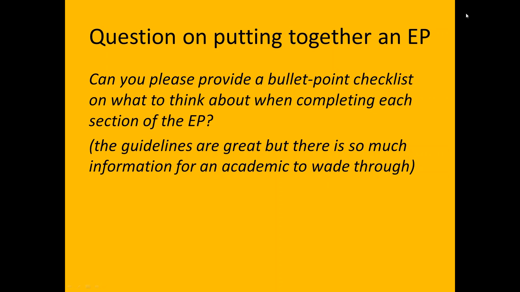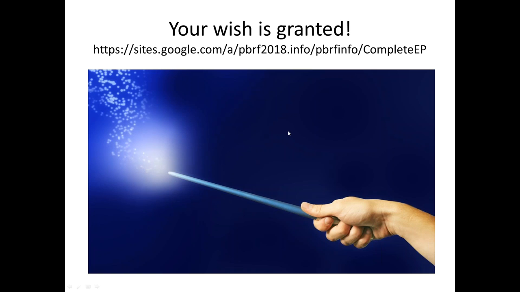Okay, someone asked us a question. Could you provide a bullet point checklist on what to think about when completing each section of an EP? Because the guidelines are fabulous, we know that, but there's so much information for an academic to wade through. Well, because we are the TEC PBRF team, your wish is granted, and we have done that for you. There's a beautiful checklist, and it's up on our Google site at the moment. I'll send through the link to that as well. It's just a nice little checklist for a researcher. Have I done this? Have I considered that? Is that done properly? Okay. And don't forget, there's also the staff guide, and there's lots of good focused information in that.